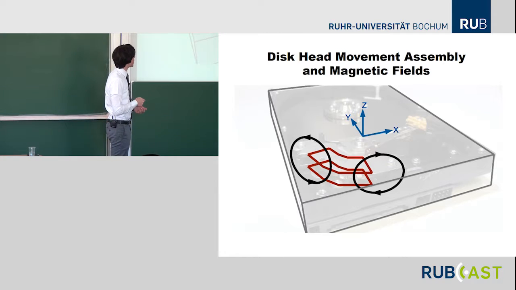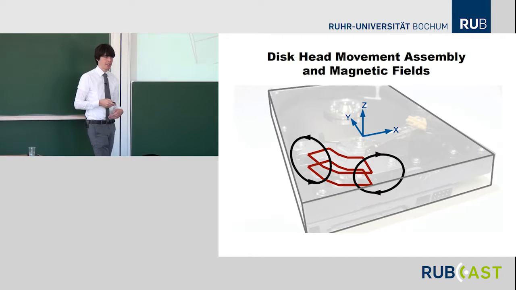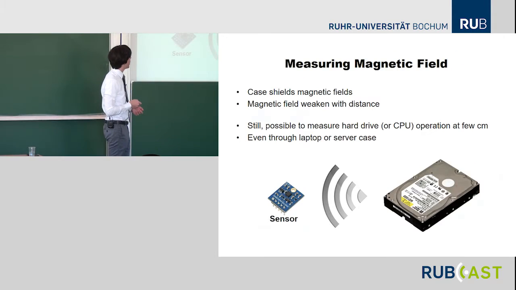This is a diagram of what happens. Here you have these permanent magnets and the head assembly, and when you generate current to swing the head, you create some magnetic fields. If you have a phone, let's say parallel on the hard drive or nearby, you can detect the changes in the magnetic fields in the three axes, and that's what we use.